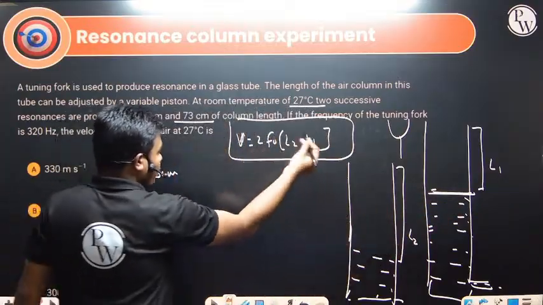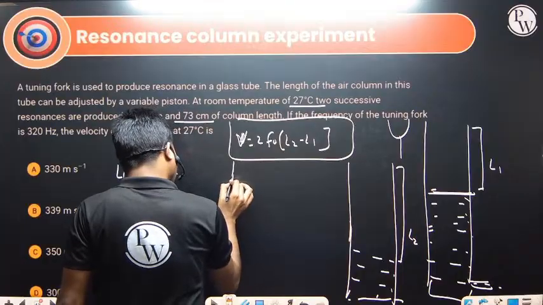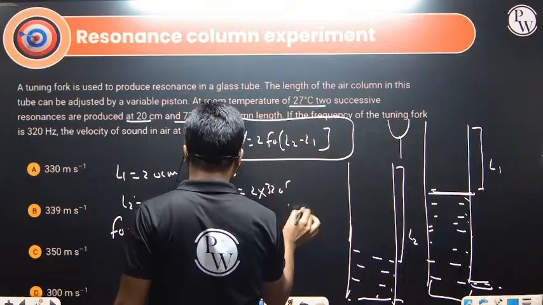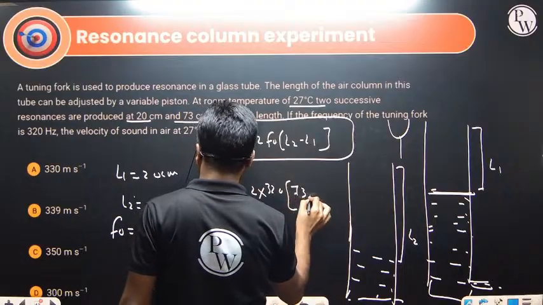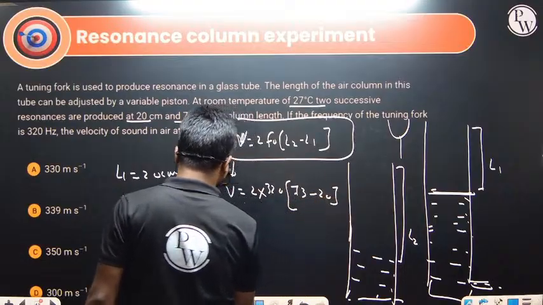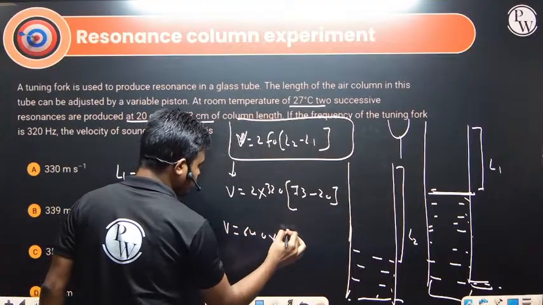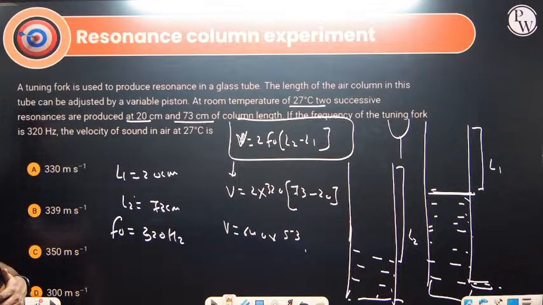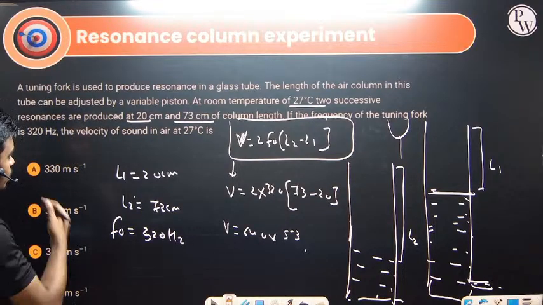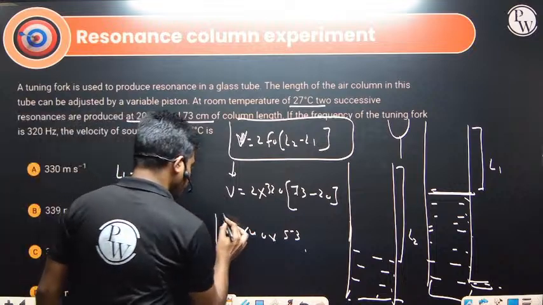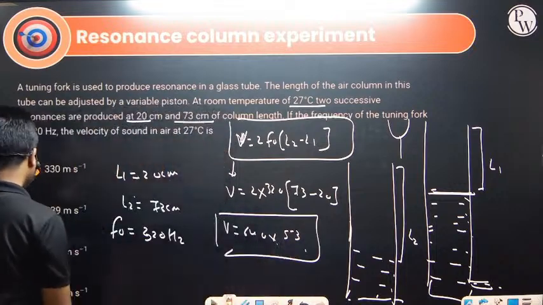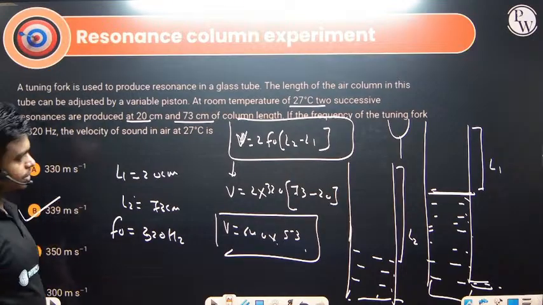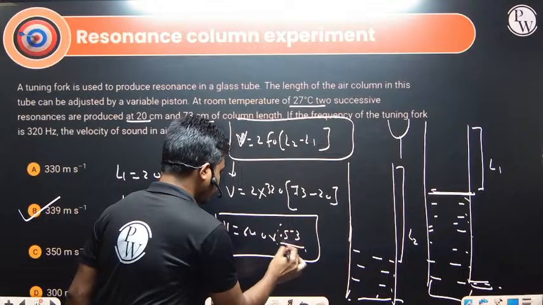So L2 minus L1 gives V; from here we can calculate the speed of sound directly. So 2 into 320 into (L2 minus L1), that is 73 minus 20. The value we get is 640 multiplied by 53. We can solve this anyway: 640 multiplied by half of it comes to something more than 330. The answer is 339 meter per second.